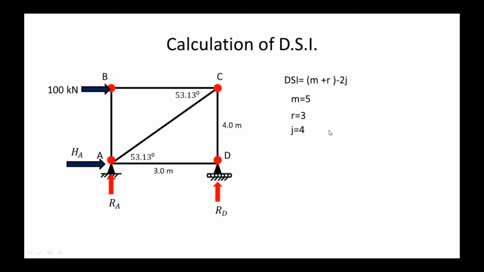So put all these values into our formula: DSI is equal to in bracket m plus r bracket complete minus 2j. So DSI is equal to in bracket 5 plus 3 bracket complete minus 2 into 4. So that DSI is equal to 0. It means this frame is a determinate frame.